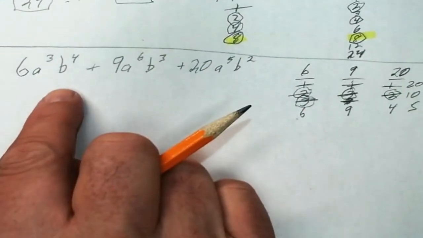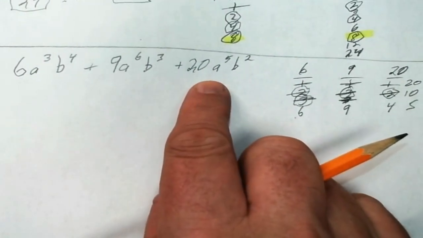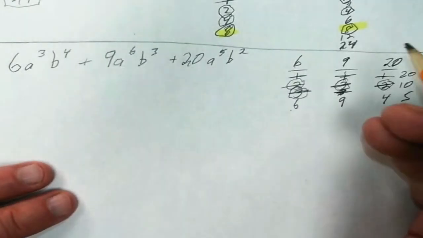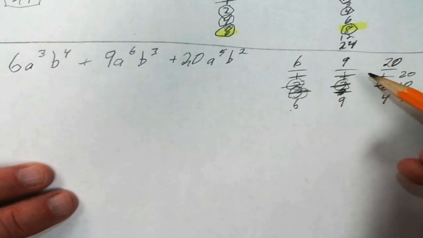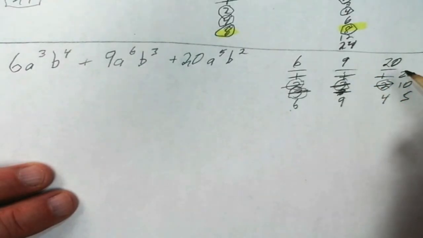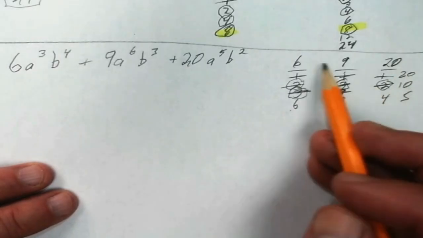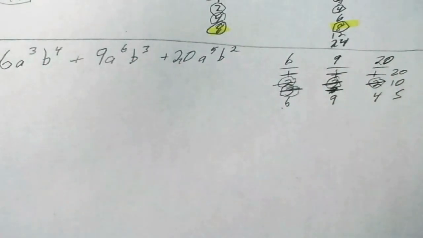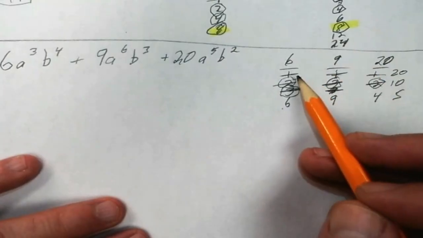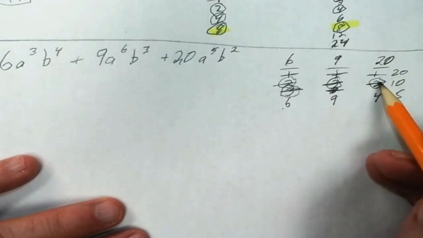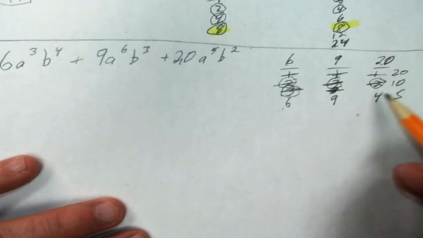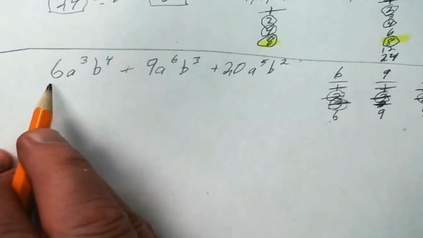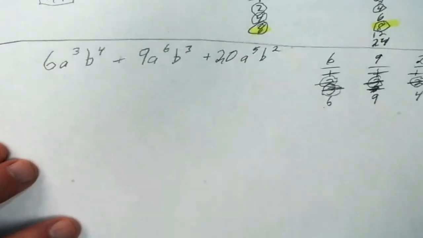6a to the third, b to the fourth, 9a. Here's the whole thing that you just saw on the lesson. I took it out and looked at the 6, the 9, and the 20. 1, 2, 3, and 6. 1, 3, and 9. 1, 2, 4, 5, 10, 20. That's all the factors. And there's not anything that these three numbers have in common. Like, 6 and 20 have a 2, but 6 and 9 have a 3, but there's nothing that all three of them have. So these coefficients are as simplified as it gets.